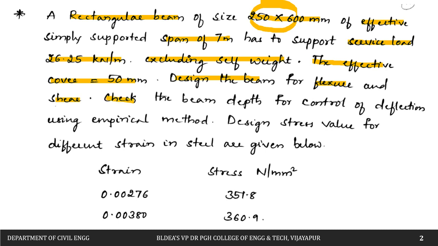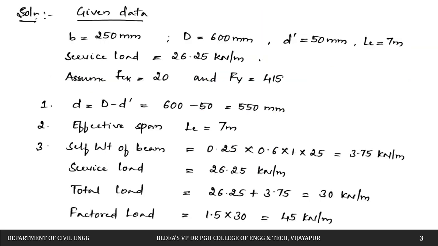Next, they have said to check the beam depth for control of deflection. If you see, in the previous problem also we checked for deflection and shear. So here also we'll check for deflection and shear. Then, design stress values for different strains in steel are given below. For a given strain, these are the stress values. Based on this, this will be used further. I'll explain where it will be used.